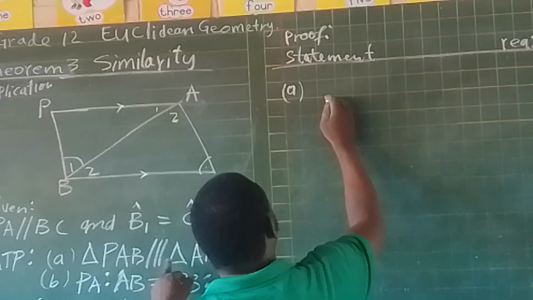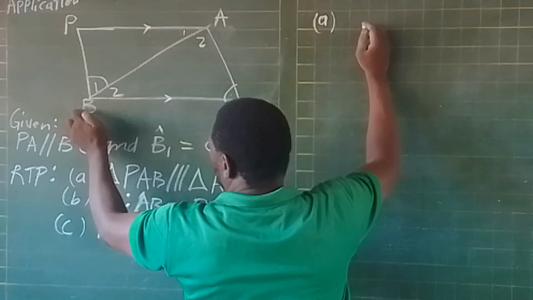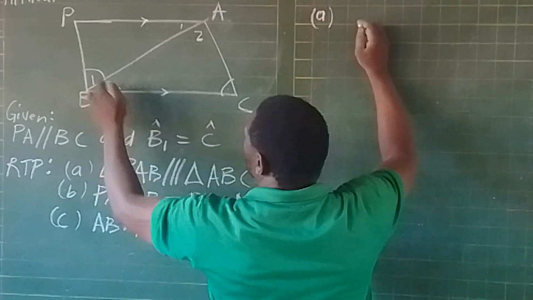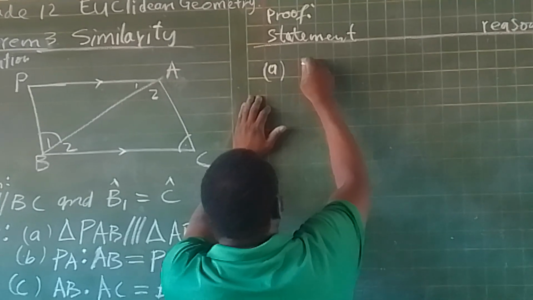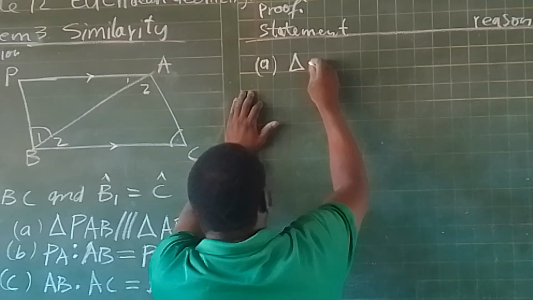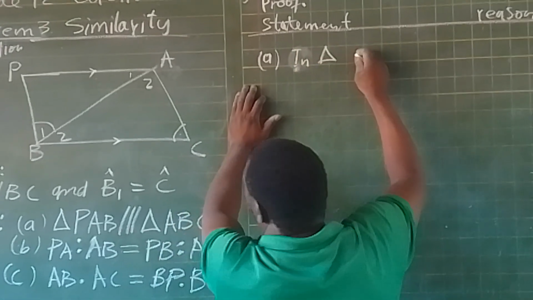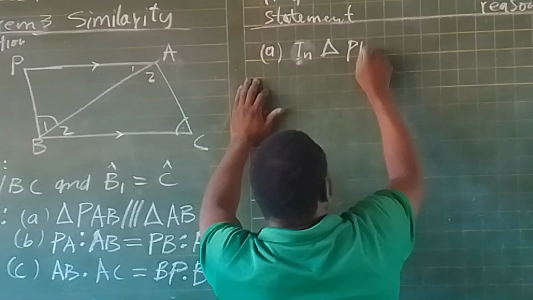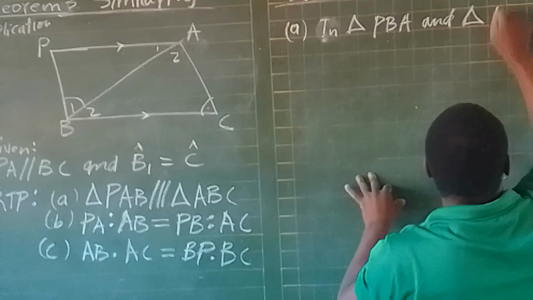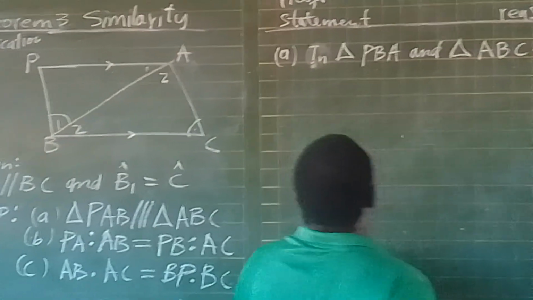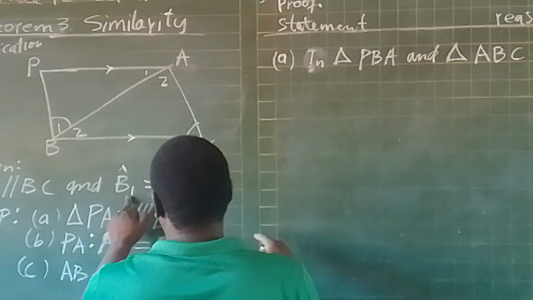In triangle PAB and ABC. So we are considering triangle PBA and triangle ABC. The first thing that we do is here. This angle is given, B1.